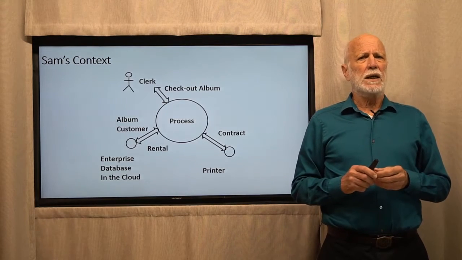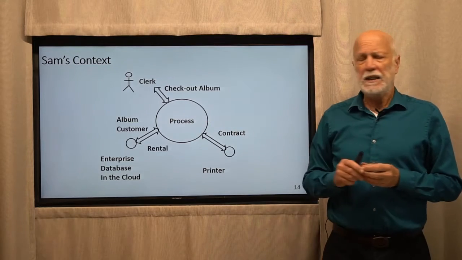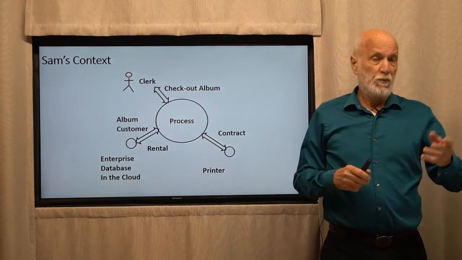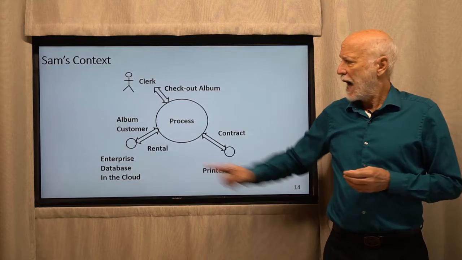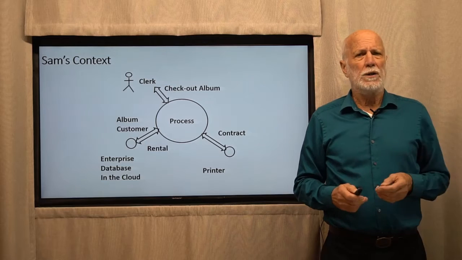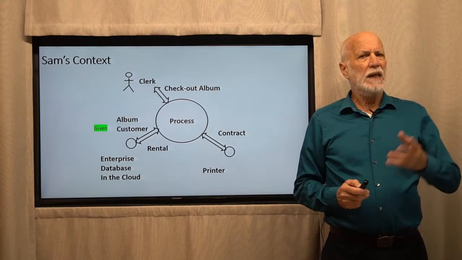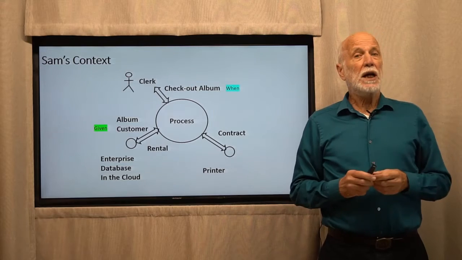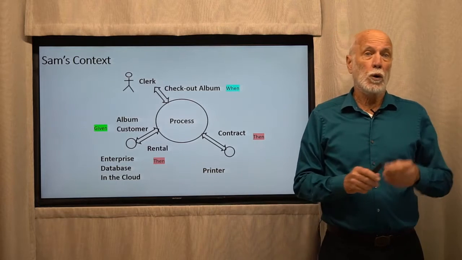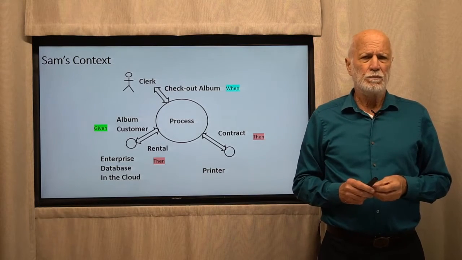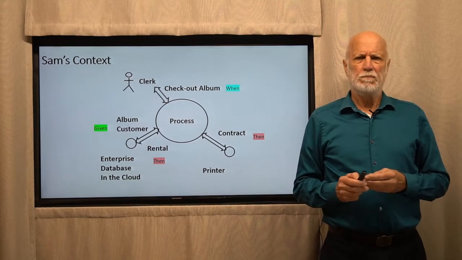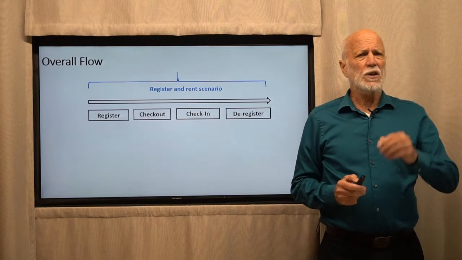Let's take Sam's context. Here we have a clerk that is going to check out an album. We have an enterprise database where we're going to retrieve the album and the customer information and record our rental. And then we're going to print a contract onto our printer. So given we have an album and a customer, when the clerk checks out that album, then we print the rental contract and we're going to record that the album is rented. That's the second way of looking at this scenario.